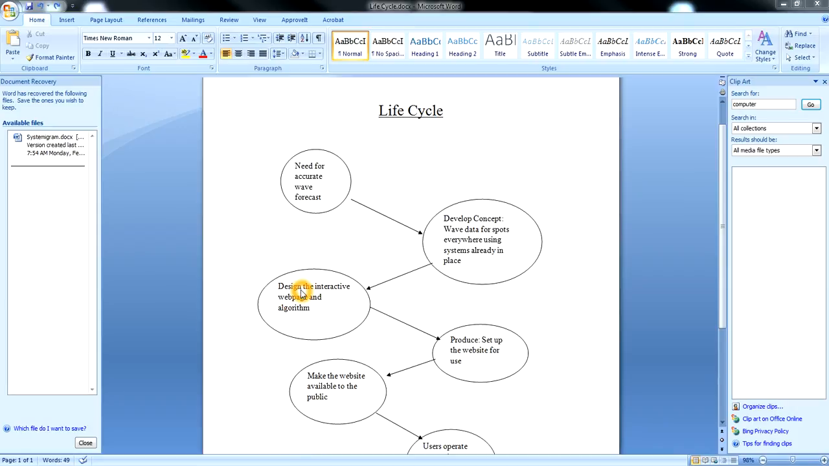To do this, they designed the interactive web page and the computer algorithm which determines the swell quality and height in the third stage. The risks associated with this stage are making sure that the algorithm is accurate. The next stage is production, and in this stage they set the website up for use, and the risk associated with this is making sure that the website is easy for users to use.